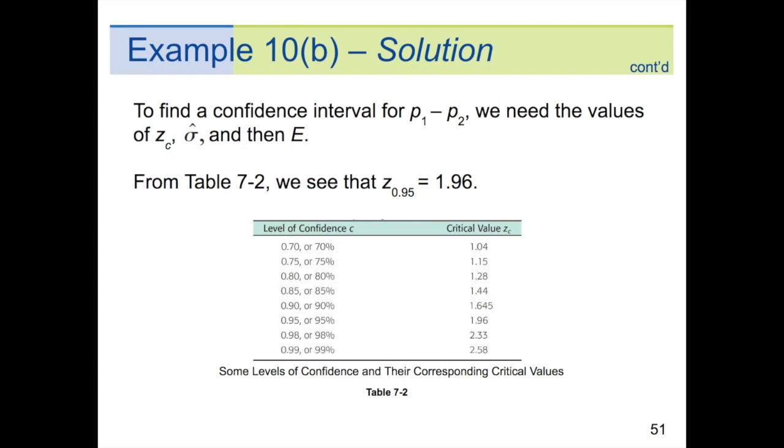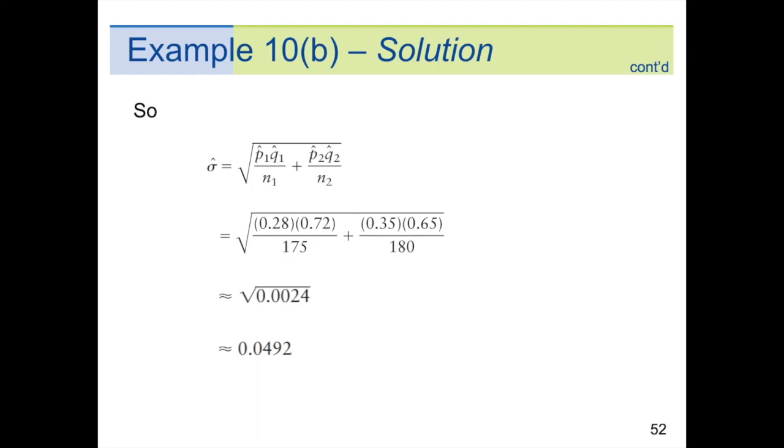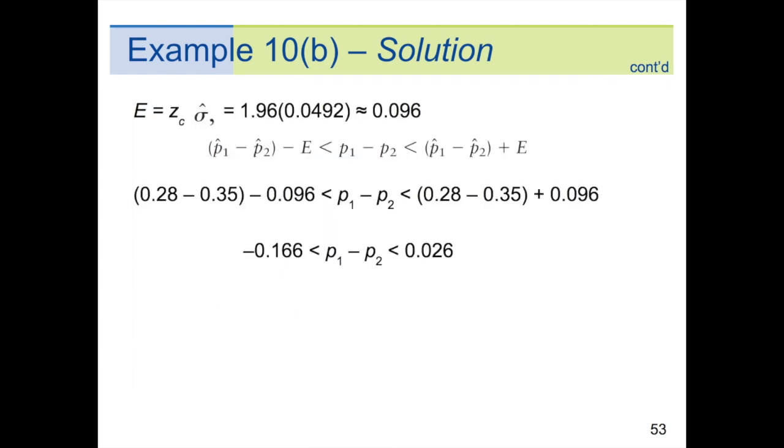To find a confidence interval for p sub 1 minus p sub 2, we need the values of z sub c, sigma hat, and then E. From the table, we see that the critical value is 1.96. So, we get sigma sub hat by plugging in the equation we got before, which is about 0.0492. So E is 1.96 times 0.0492, which is about 0.096.